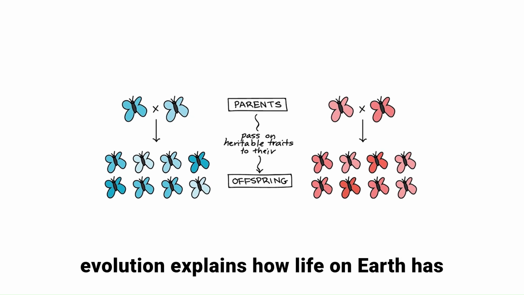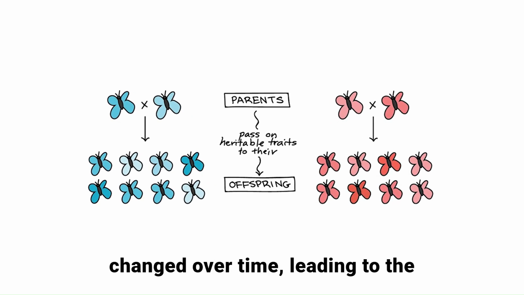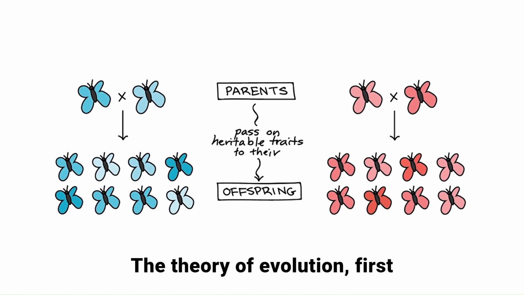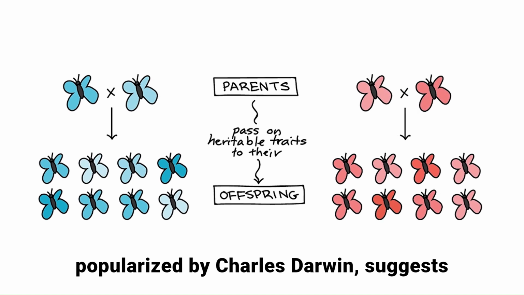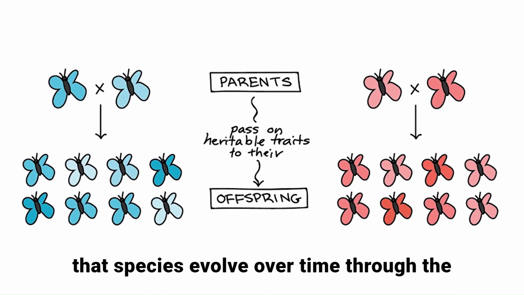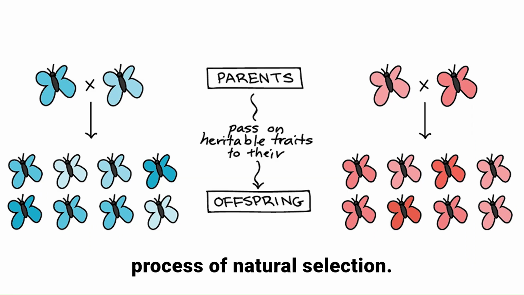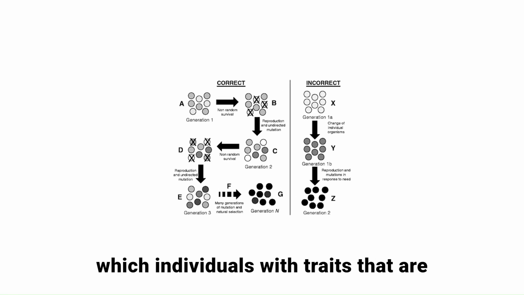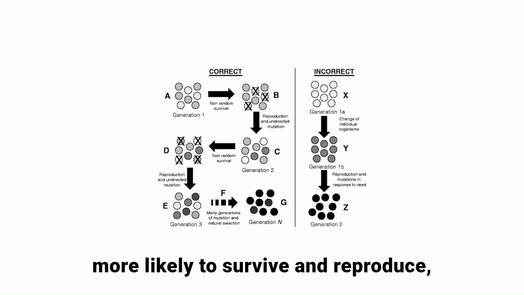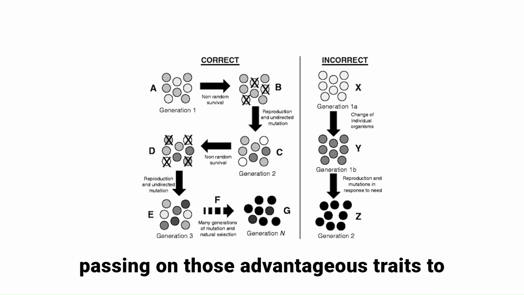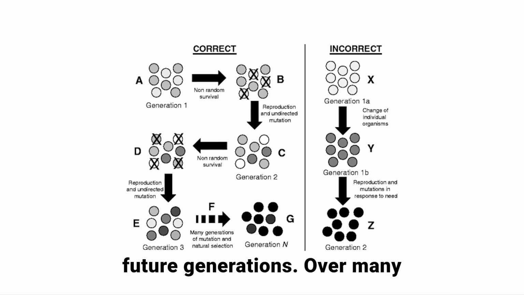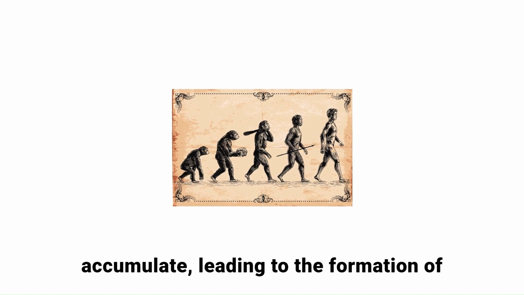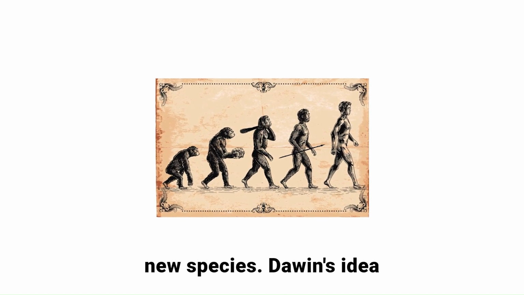The process of evolution explains how life on Earth has changed over time, leading to the diversity of species we observe today. The theory of evolution, first popularized by Charles Darwin, suggests that species evolve over time through the process of natural selection. Natural selection is the mechanism by which individuals with traits that are better suited to their environment are more likely to survive and reproduce, passing on those advantageous traits to future generations. Over many generations, these small changes accumulate, leading to the formation of new species.